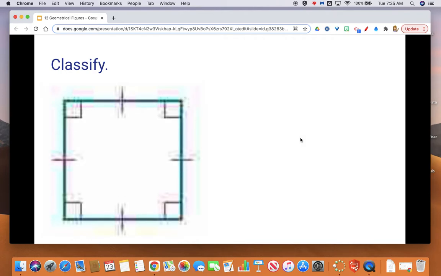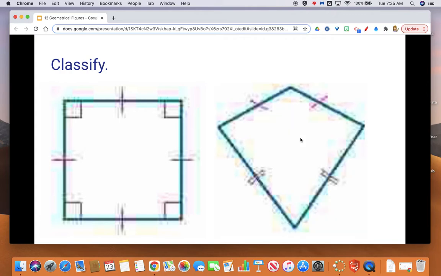Four sides that are equal, four 90-degree angles, that would be a square. And our last one, we have these two are congruent, and then this set is congruent, but not all four are the same. So it's not a rhombus. It actually isn't even a parallelogram because we would need parallel sides, and those are not parallel. So this would just be a quadrilateral.